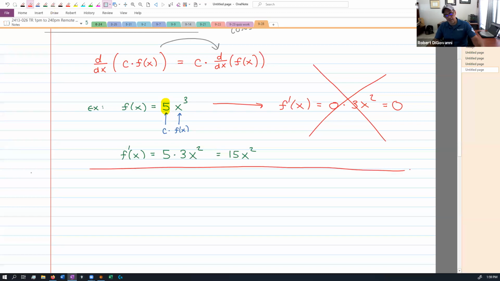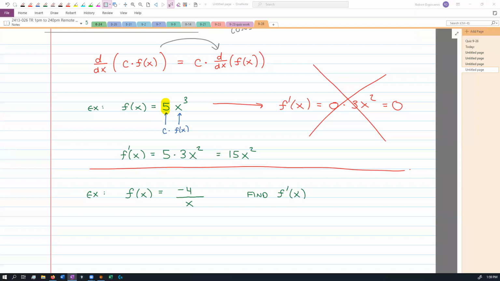Okay, let's try something. You try. I'm going to give you a problem to try and find the derivative of. Let's say f of x equals -4 over x. Find f prime. Use what you've learned so far. I'll give you a minute or two. I'm going to go refill my drink.